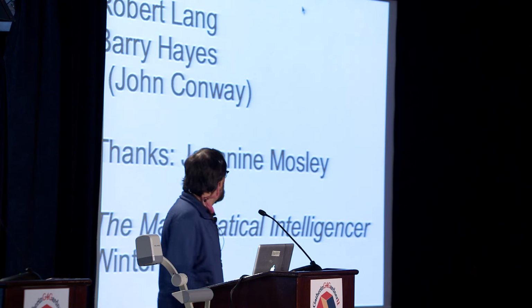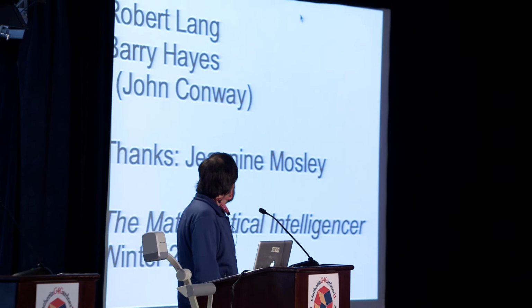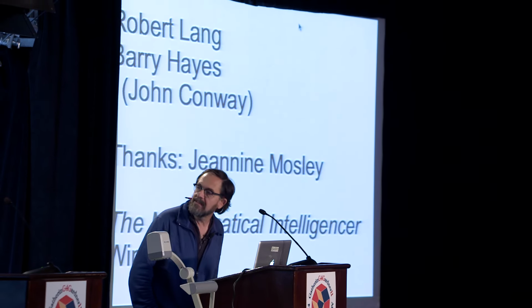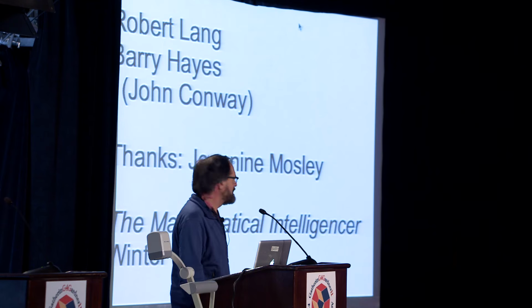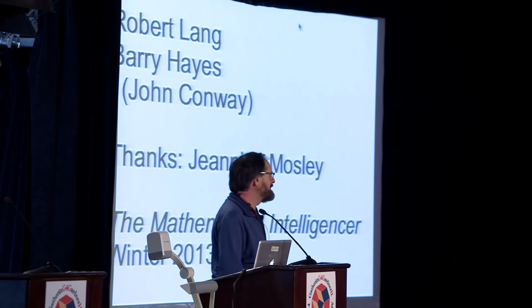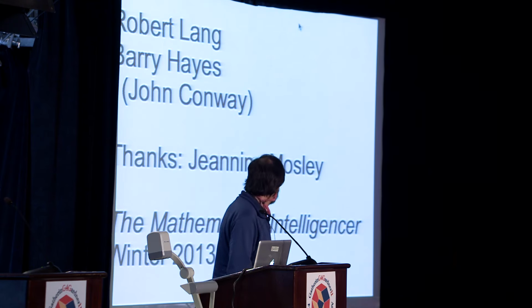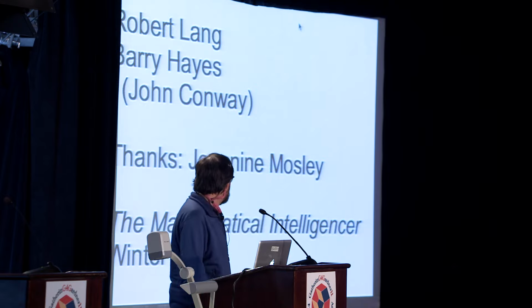And that's it. So again, this is work by Robert Lang, Barry Hayes, and unfortunately it looks like it slipped off, the imaginary author is John Conway, which makes my Erdős number i+1. And thanks again to Janine. There is a full write-up including how to do the origami in the Mathematical Intelligencer, the most recent issue, winter 2013.